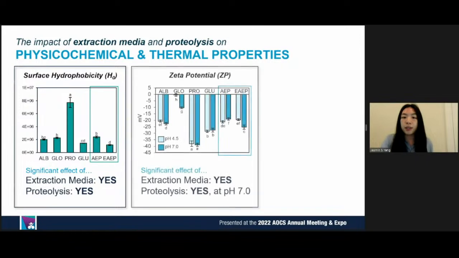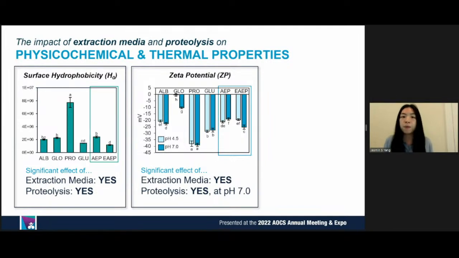Next, we determined zeta potential at acidic and neutral pHs, which gives us an idea of the surface charge of the proteins. We found that, again, extraction media had a significant effect on the surface charge, but proteolysis only had a significant effect at pH 7. For both of these properties, we see that the AEP proteins closely resemble the albumin fraction, which is expected for aqueous extracted proteins.